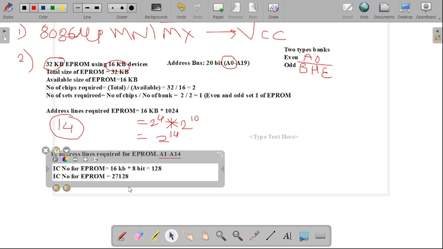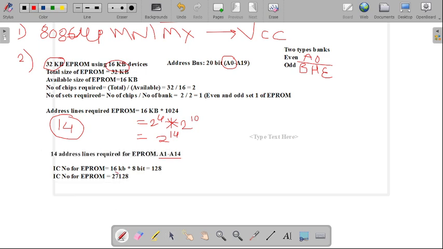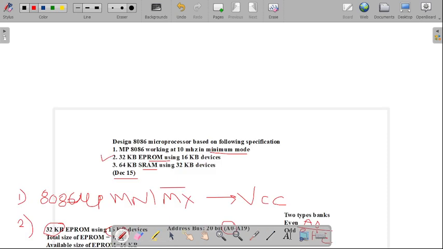So 128 is the number that we got from our calculation 16 KB into 8 bit, and 27 is the prefix that we are using for our EPROM. So it is the starting prefix. Each and every IC will consist of this number and then your memory location. Now we are done with our first and second parts.